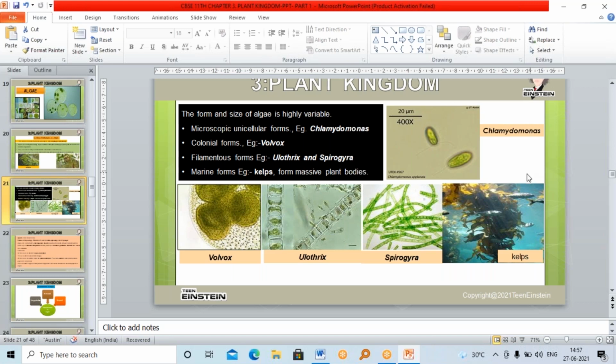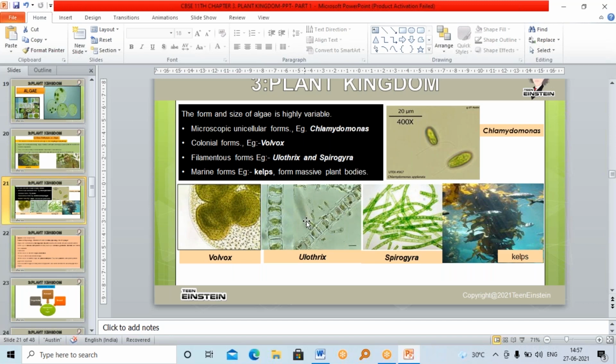Next, the form and size of algae are highly variable. They have microscopic forms and large forms are also present. An example for a microscopic form is Chlamydomonas. You can see here, this is Chlamydomonas. It is microscopic and unicellular. Which is the unicellular algae? Chlamydomonas. It is a unicellular alga, and it is microscopic.